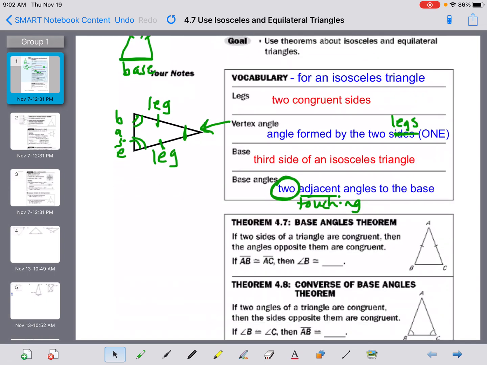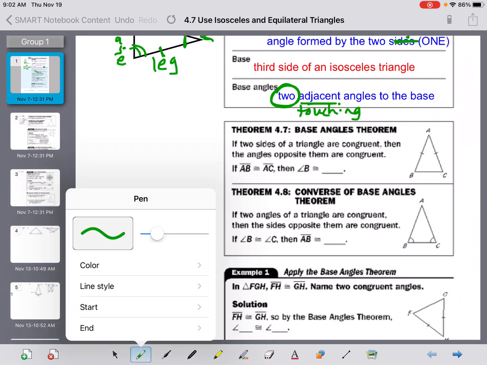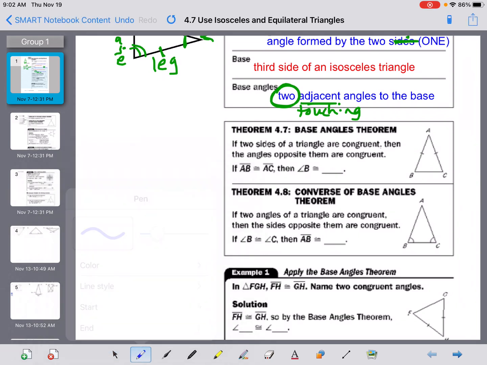All right, so let's talk about what these base angles do. We have two theorems, and if you notice right away just looking at their names, we have a base angles theorem, and then we have the converse of the base angles theorem, okay? Our base angles theorem says if two sides of the triangle are congruent, then the angles opposite them are congruent. So we follow them, they kind of point down here. That means this angle and this angle are congruent. Angle B is congruent to angle C, okay?